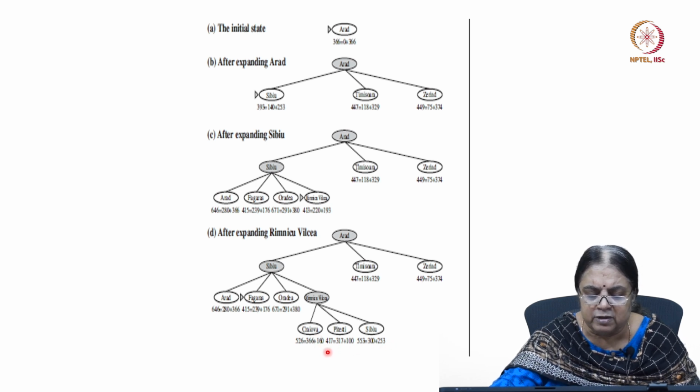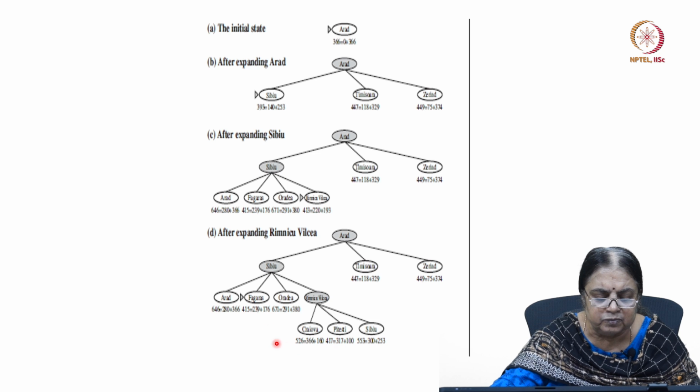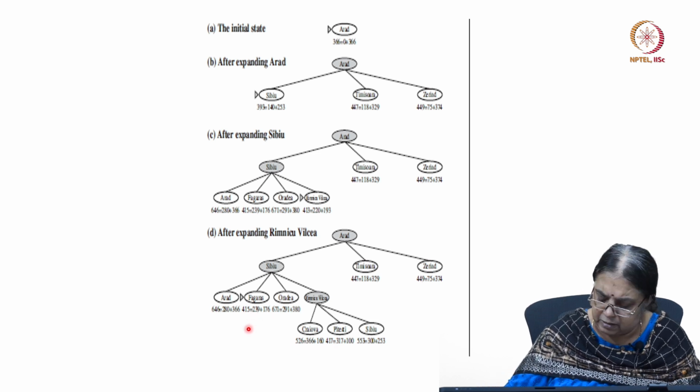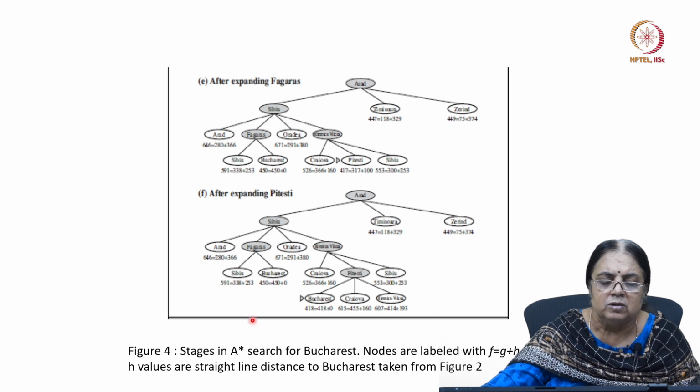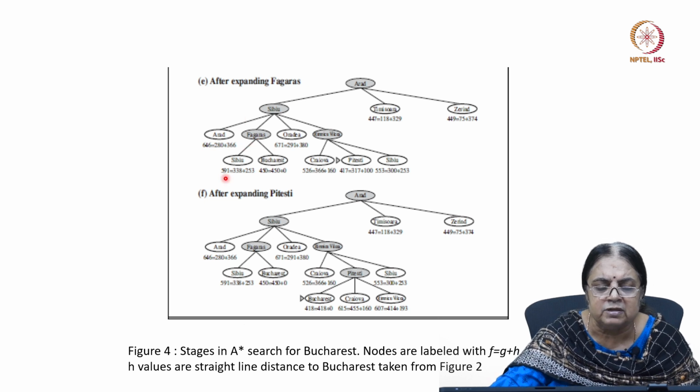So if we look at the ones in the frontier at this point in time, 415, I think, is the smallest, right? So you are taking this Fagaras and expanding that, and you are reaching Bucharest over here.